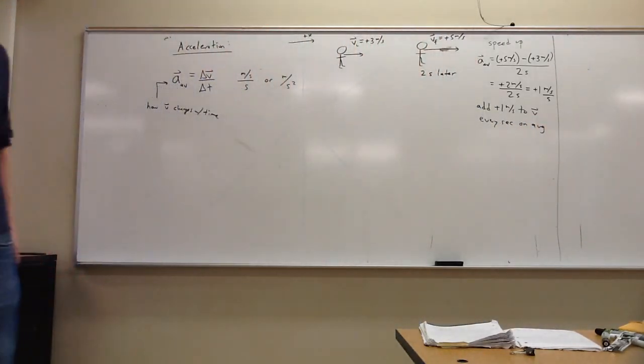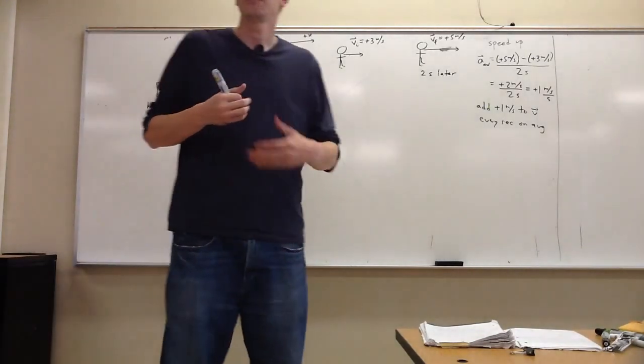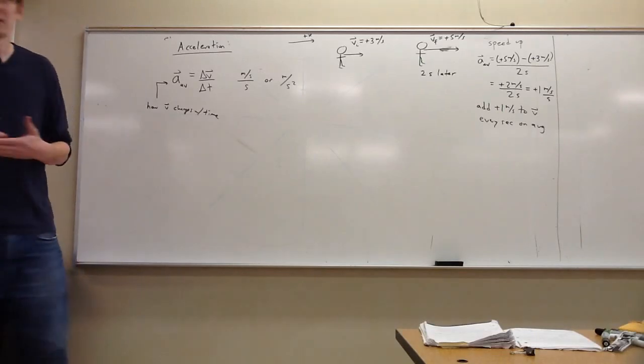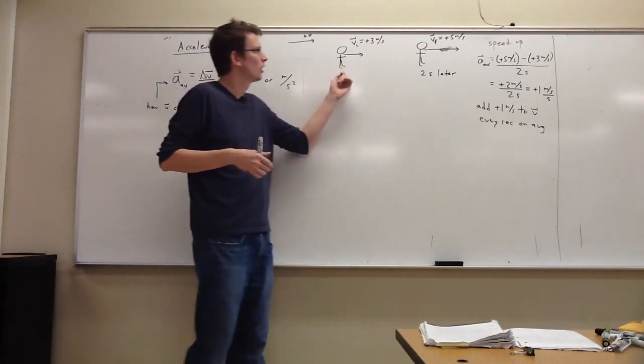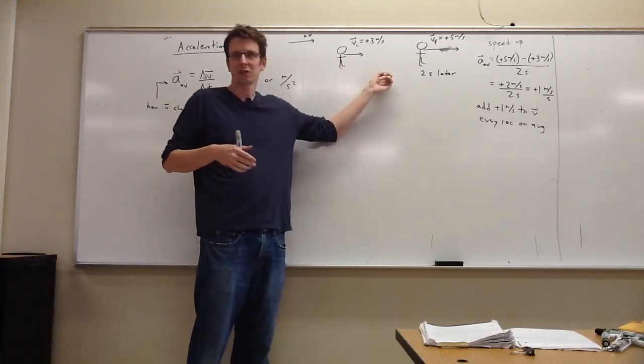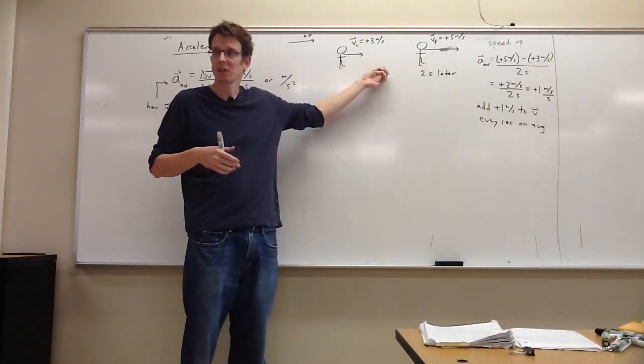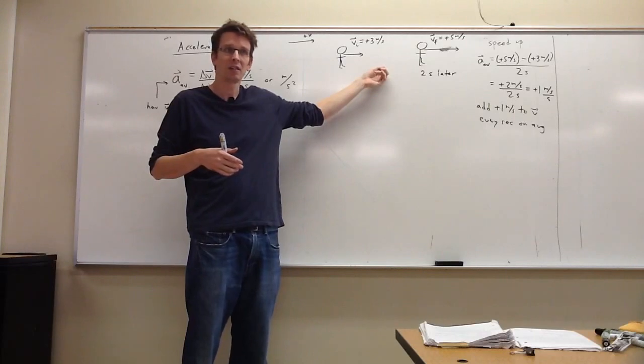Let me ask you this. If we have to add 1 meter per second to the velocity every second on average, 1 second into this trip, remember the whole trip is 2 seconds, but 1 second into it, does that necessarily mean we're going 4 meters per second? No. No, it doesn't.